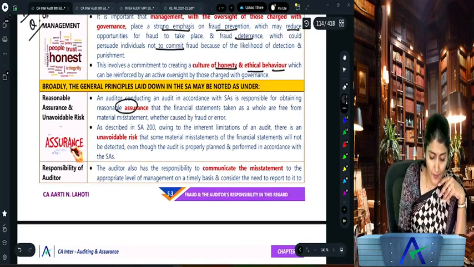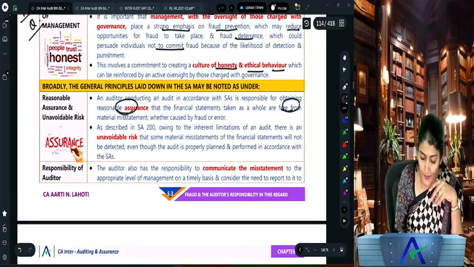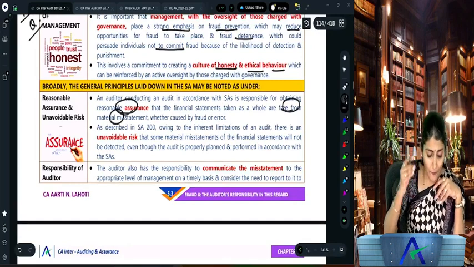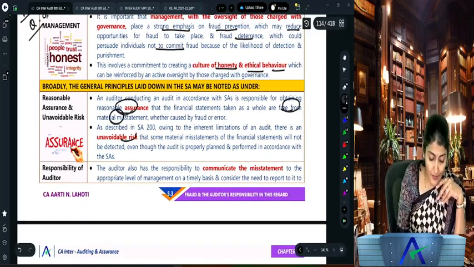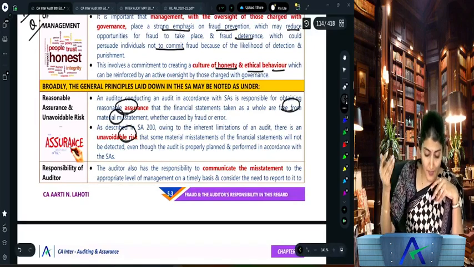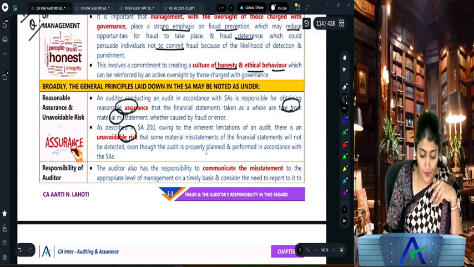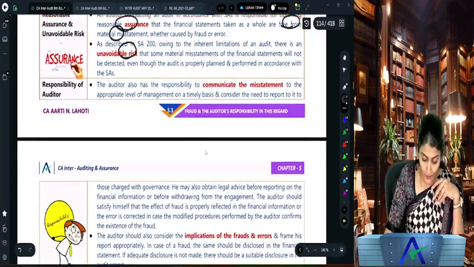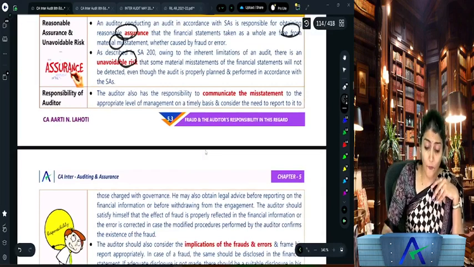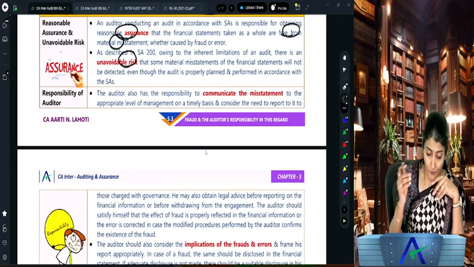To obtain reasonable assurance that financial statements are free from material misstatement, there is an unavoidable risk that some material misstatements may not be detected. Okay, right. Then what does it say? If you come to know about a fraud, what does it say?